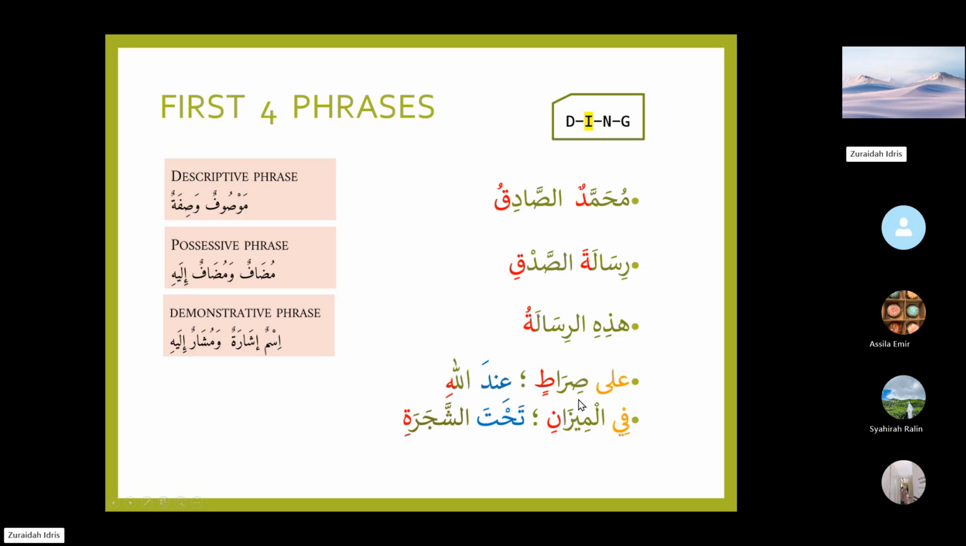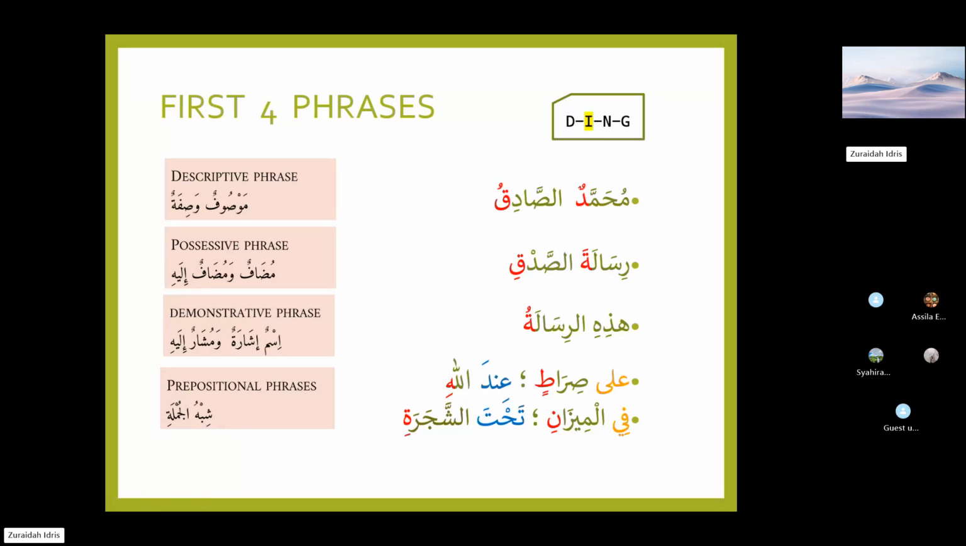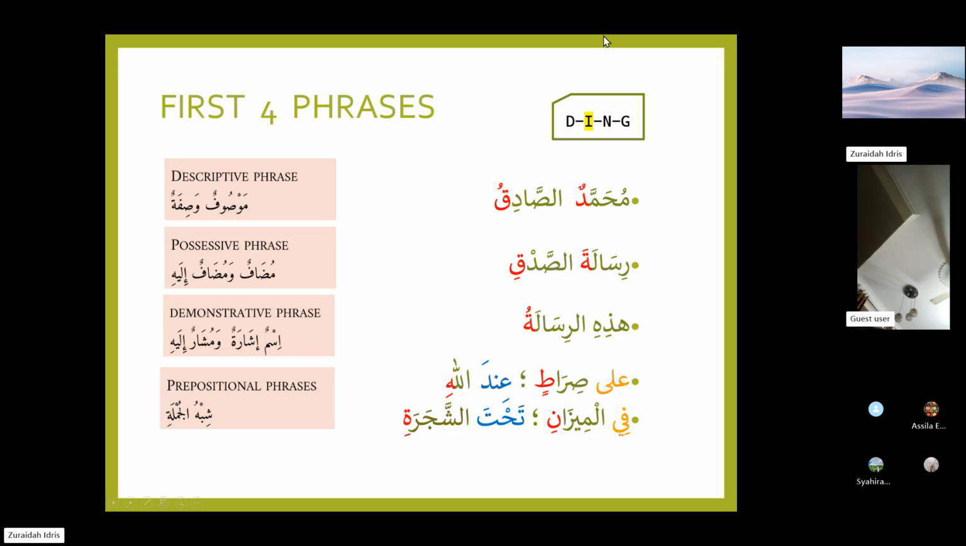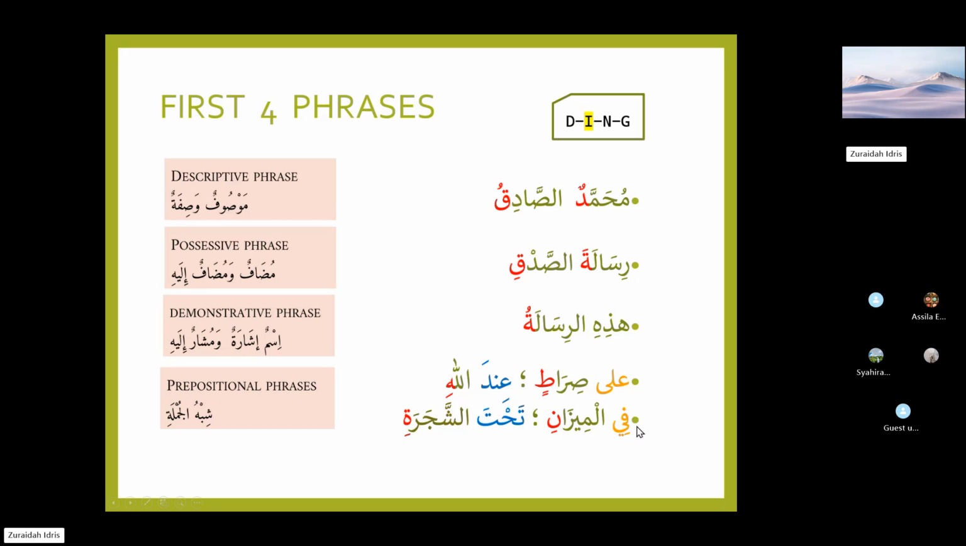Then we went on to talk about things like this. This is where we have the majrurun things. And this one, we call prepositional phrases. The Arabic equivalent of this is shibhul jumla. Alhamdulillah. So, ala siratin, fil mizan, indallahi, tahta shajara. Now, there is a difference between these two and these two.